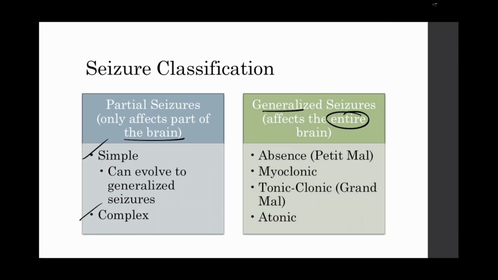Both of them can evolve to generalized seizures, and if they do, it means the electrical activity has spread from one side of the brain to the other side of the brain. Because you do not have total loss of consciousness with a partial seizure, because again, only one side of the brain is affected. So they're going to have altered levels of consciousness. Generalized seizures, there are 4 of them: an absence or a petit mal seizure, myoclonic, tonic-clonic, and an atonic seizure.